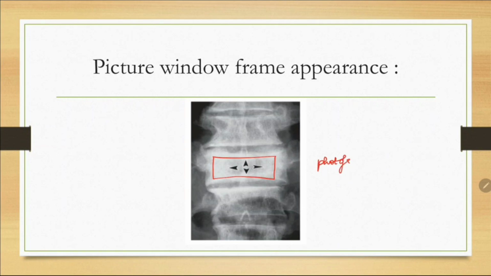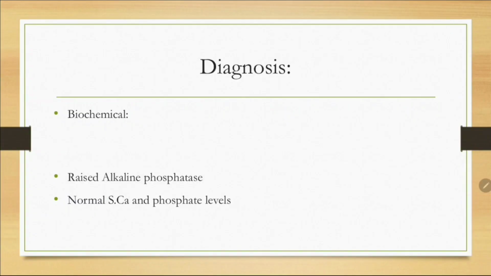So now coming on to the diagnosis based on biochemical parameters. There are increased plasma alkaline phosphatase levels, which indicates that there is an increased activity of osteoblasts. And this is a bone specific alkaline phosphatase. And even there could be increased excretion of hydroxyproline in urine, which is a sign of osteoclastic activity. And regarding the calcium and phosphate levels, these are normal in Paget disease.